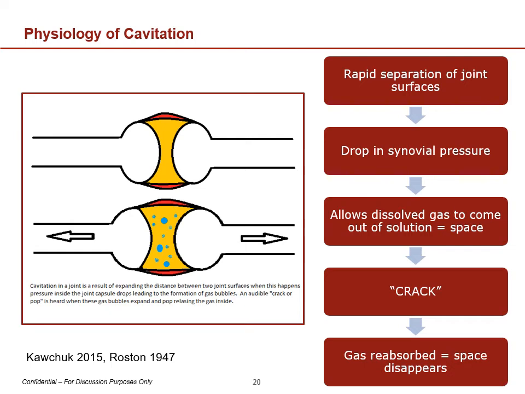So according to the more current literature, how does the physiology of a cavitation actually work? Well, first, there's the rapid separation of joint surfaces. There's a drop in synovial pressure. This allows dissolved gas to come out of the solution, and it creates a space. When this space is created, that's your crack, that's your cavitation. And when the gas is reabsorbed, the space disappears. Again, this was completed in the hand and not in the spine. However, this is the current literature that we are working from.